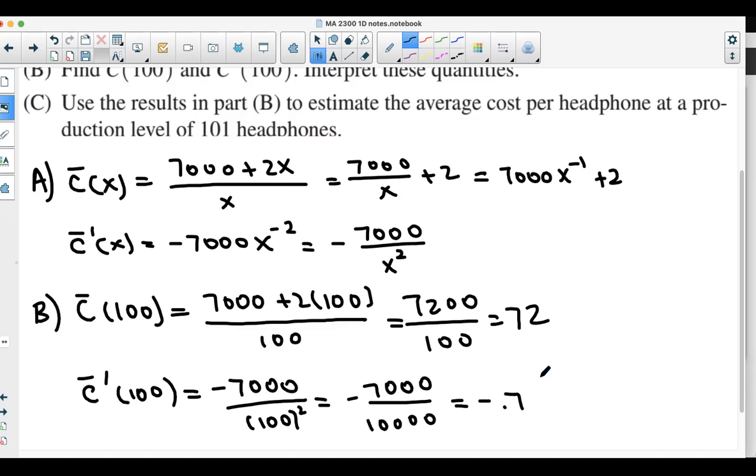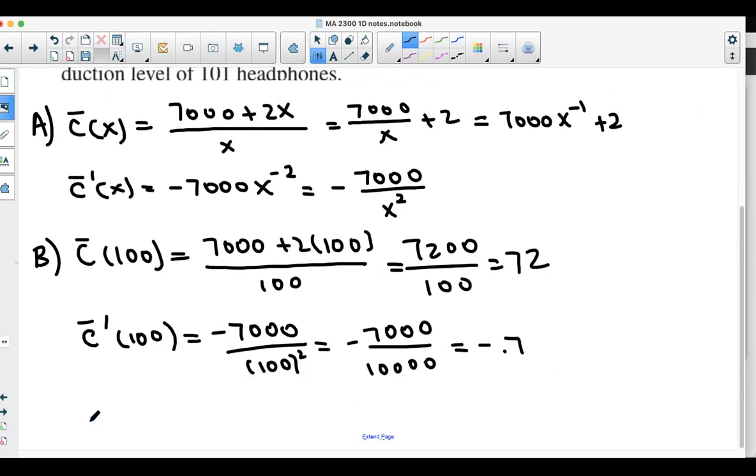So what would be the average cost if I were to make 101 headphones? I can approximate that, part C. C bar of 101, the average cost would have been approximately 72 minus 0.7, which is $71.3. So that would be the easy way for you to approximate the average cost.